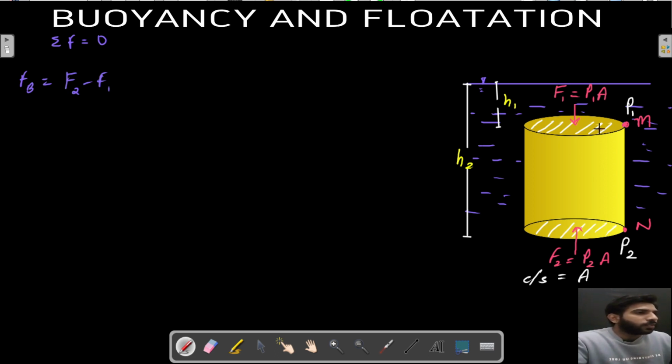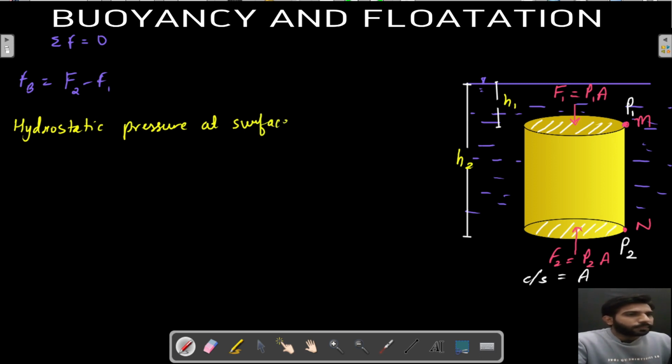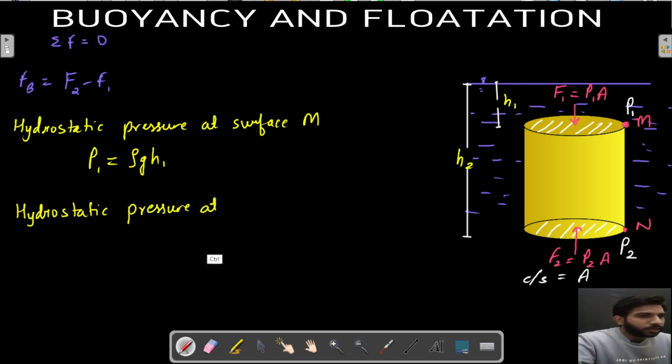Now let us take the hydrostatic pressure at surface M. That is equal to P1, and P1 is equal to rho g h1, where h1 is the height from the free surface. We have studied in our previous units that pressure is equal to rho g h. Now the hydrostatic pressure at surface N: we will have P2 is equal to rho g h2.